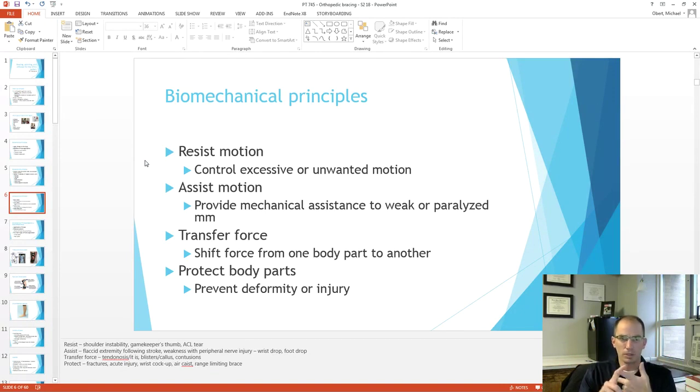And then as far as the protection of the body parts, we can do this as far as a range limiting brace like I talked about, going into that abduction and external rotation. This can be after a fracture. So there's a lot of different ways that we can protect our body parts with these.